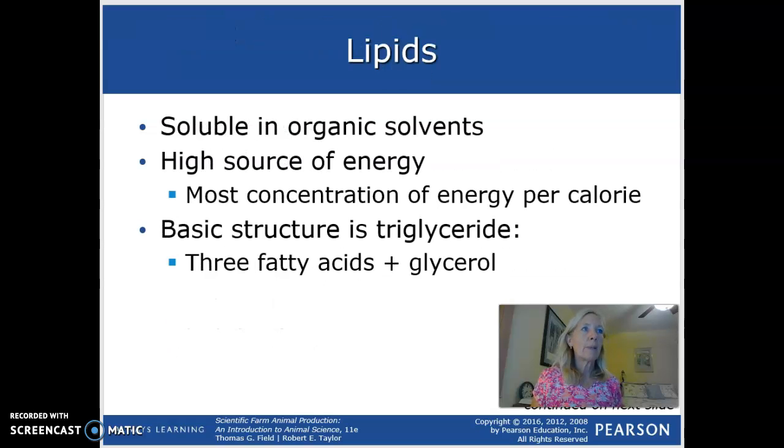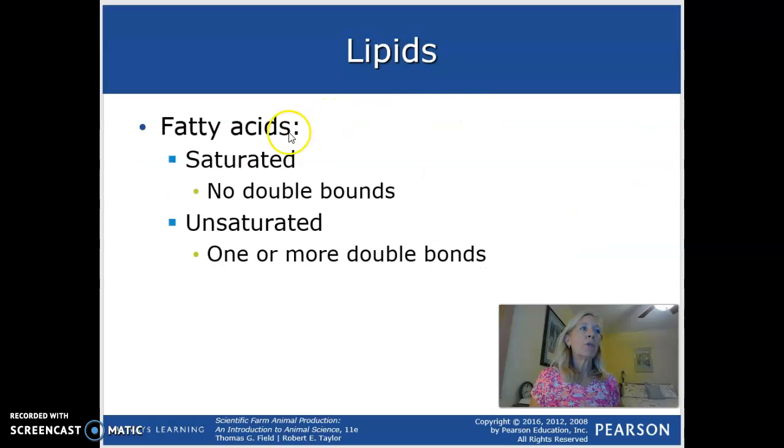Okay, and then last but not least are lipids. Another word for lipids is fats. Lipids are a very energy-dense nutrient, and the basic structure of a lipid is a triglyceride. So you have 2 categories of lipids, saturated and unsaturated fatty acids.